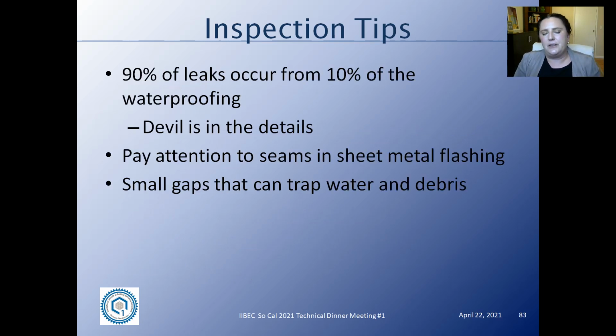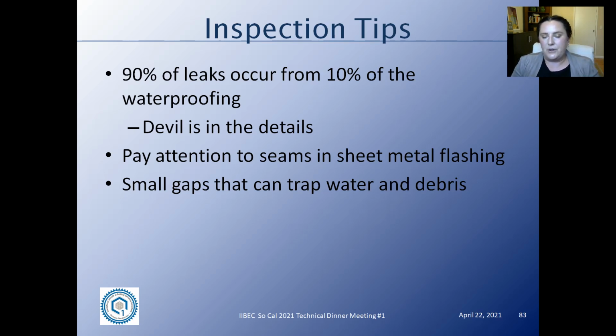90% of leaks occur from 10% of the waterproofing. So that really talks about how most leaks occur around the perimeter conditions and around penetrations. Pay special attention to seams and sheet metal flashing. Sheet metal flashing is used a lot in these balconies as either perimeter flashing, saddle flashing, drip edge flashing. And while the sheet metal itself is waterproof, things can't get through the sheet metal, the seams generally are not treated very well or constructed very well. And when the seams start to pull apart, that's how water can get in and underneath sheet metal flashing. And since sheet metal flashing is so waterproof, it can keep water in there for long periods of time and lead to the decay that we see.